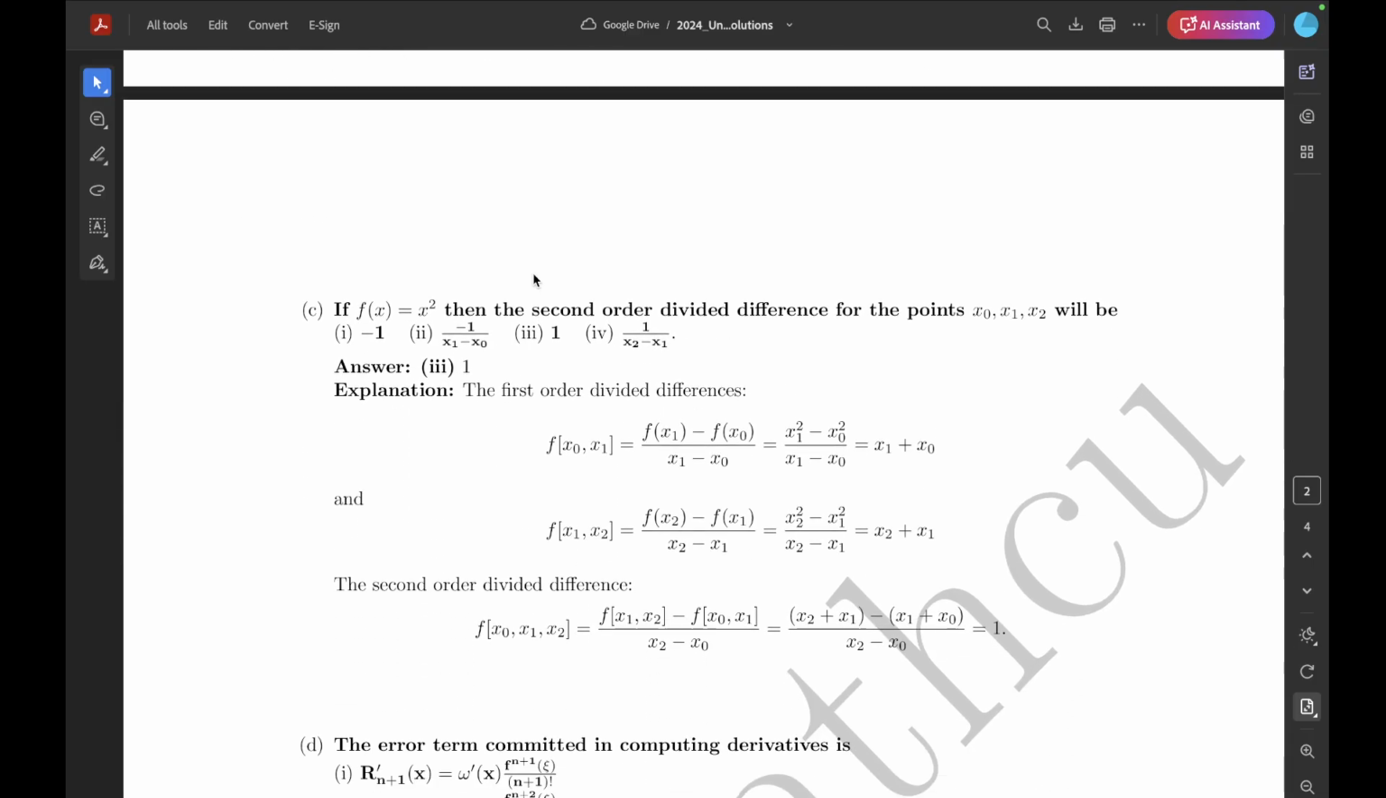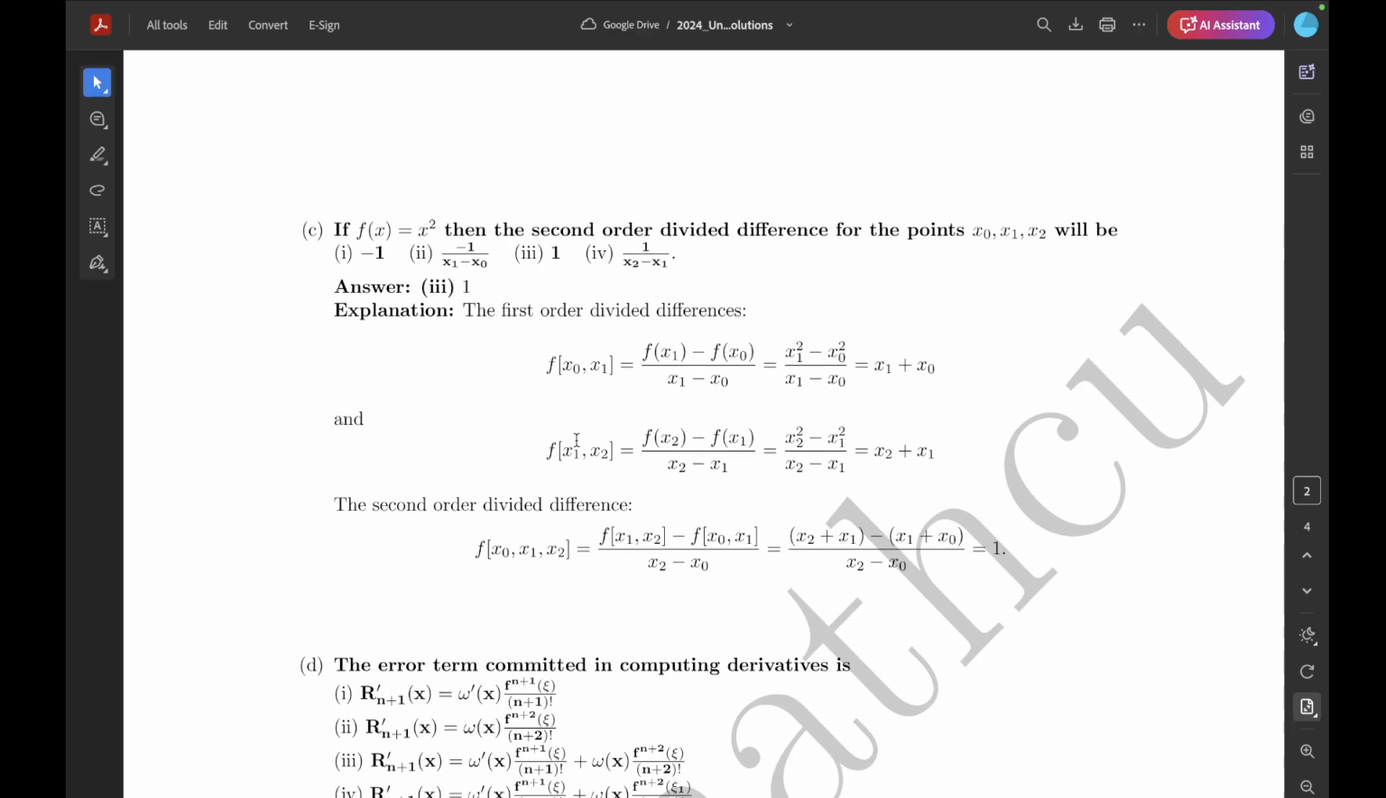Next question C, if f(x) equal to x square, then the second order divided difference for the points x0, x1, x2 will be, correct option is 3, 1. Now first order divided difference f of x0, x1 is equal to f(x1) minus f(x0) whole divided by x1 minus x0, that is here f(x) equal to x square, so x1 square minus x0 square whole divided by x1 minus x0, that is x1 plus x0 into x1 minus x0, cancel from numerator and denominator, so x1 plus x0.